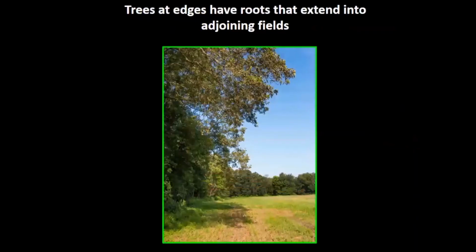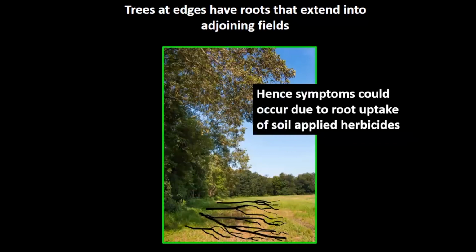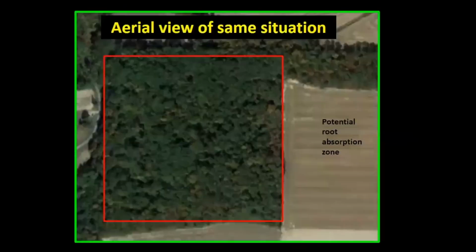I'll give you an example here in just a moment, but what we're talking about is that when woody vegetation occurs along the edge of open areas, especially croplands, we see the trees, but what we don't see are the root systems that extend out into adjoining cropland. This is fairly typical for this to happen. And where this happens, we know that soil-applied herbicides on the cropland could be taken up by those roots. So symptoms that we see in the trees could occur due to root uptake of the soil-applied herbicides, is the point.